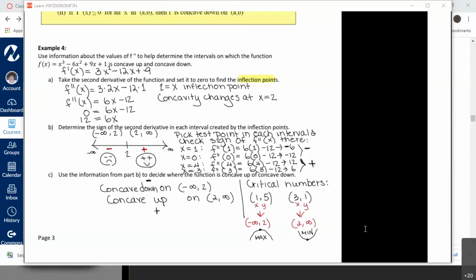My advice is if you've got polynomials, use the second derivative test. Why do I say that? Polynomials have no weirdness in them. For certain other types of functions, it might be easier to tell what's going on by just checking the sign of the first derivative on either side. Everybody understand example 4?